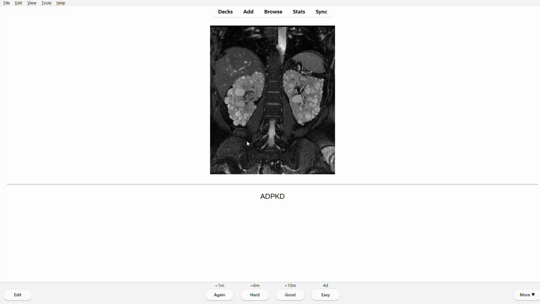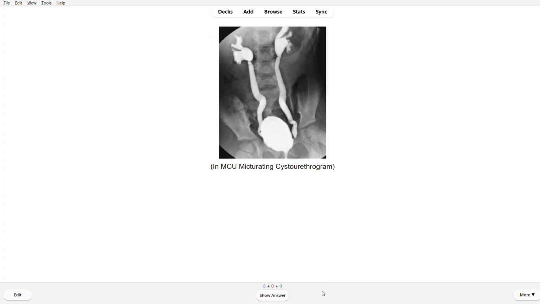This is ADPKD, adult autosomal dominant polycystic kidney disease, which is seen in adults. See these small, multiple cystic lesions. That is autosomal dominant polycystic kidney disease.